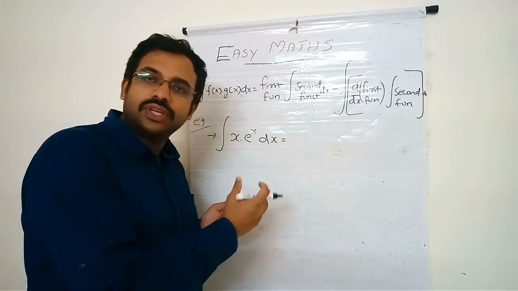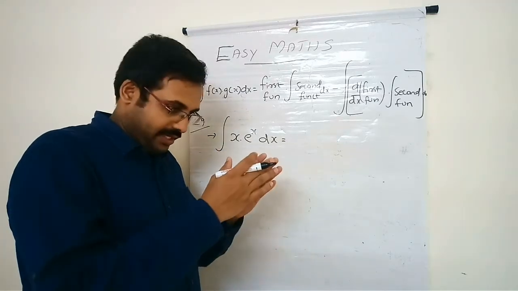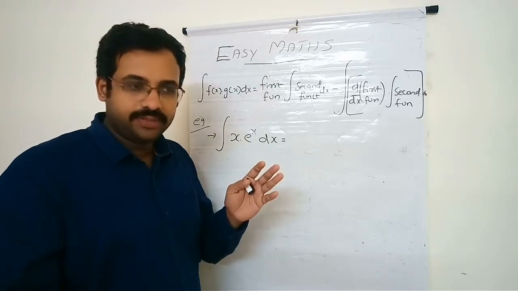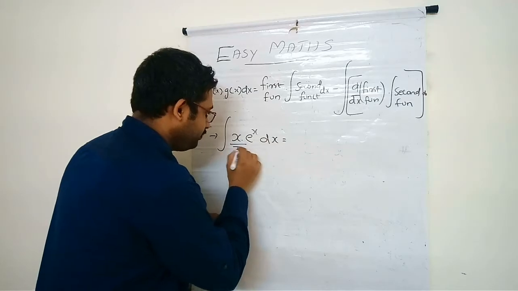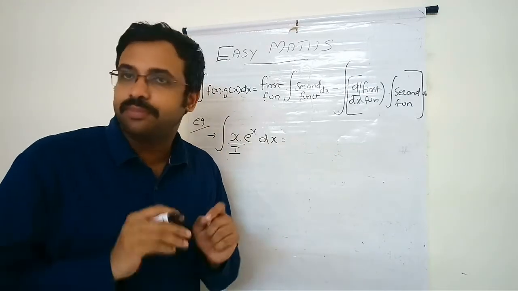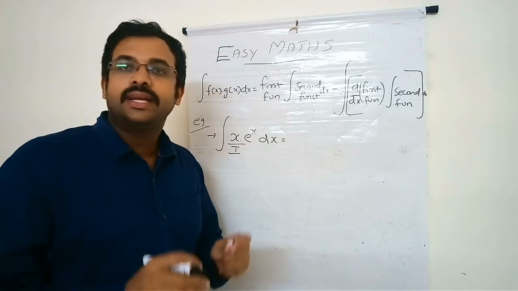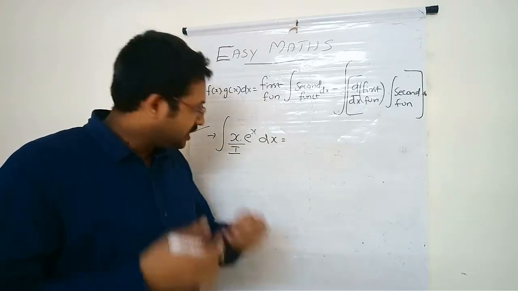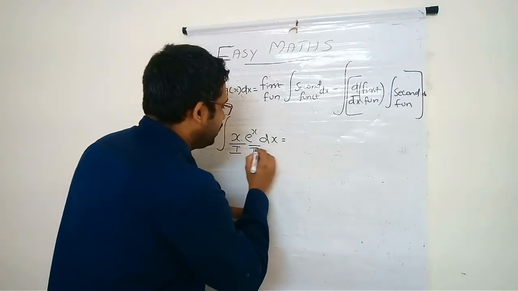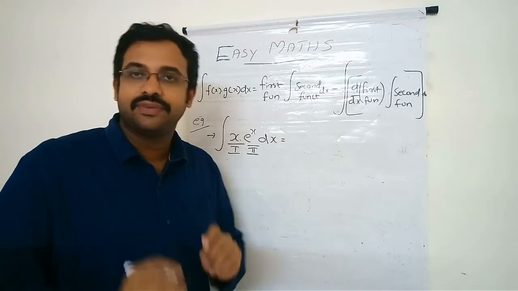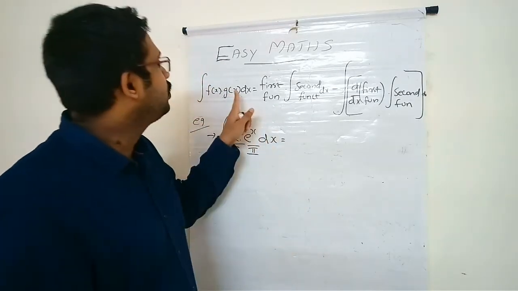So which is our first function, which is our second function? ILATE: inverse trigonometry, logarithmic function, arithmetic function. Here x is an arithmetic function, a polynomial function, so x is our first function. Then trigonometry, exponential: the exponential function comes in last position. So e raised to x, we can select it as second function. Then after selecting them, we want to apply this formula.